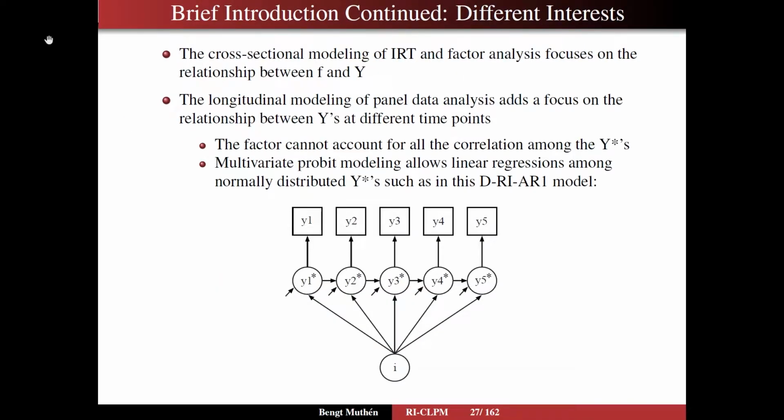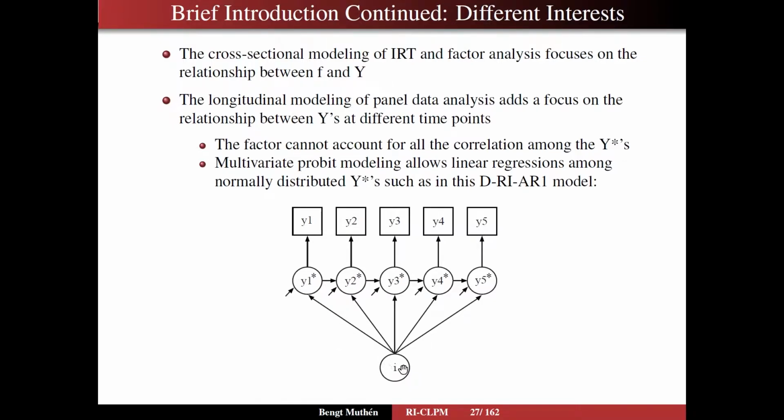On slide 27, we take this a little bit further. In the cross-sectional modeling that we're looking at for IRT and factor analysis, you focus on the relationship between F and Y. But the longitudinal modeling of panel data analysis adds a focus to that, namely the relationship between the Ys at different time points, the dynamic aspect, with the idea that the factor alone cannot account for all the correlations among the Y stars. So you have a factor here, but in addition to it making Y1 and Y2 correlated, for instance, you also have a regression of Y2 on Y1, Y3 on Y2, etc.